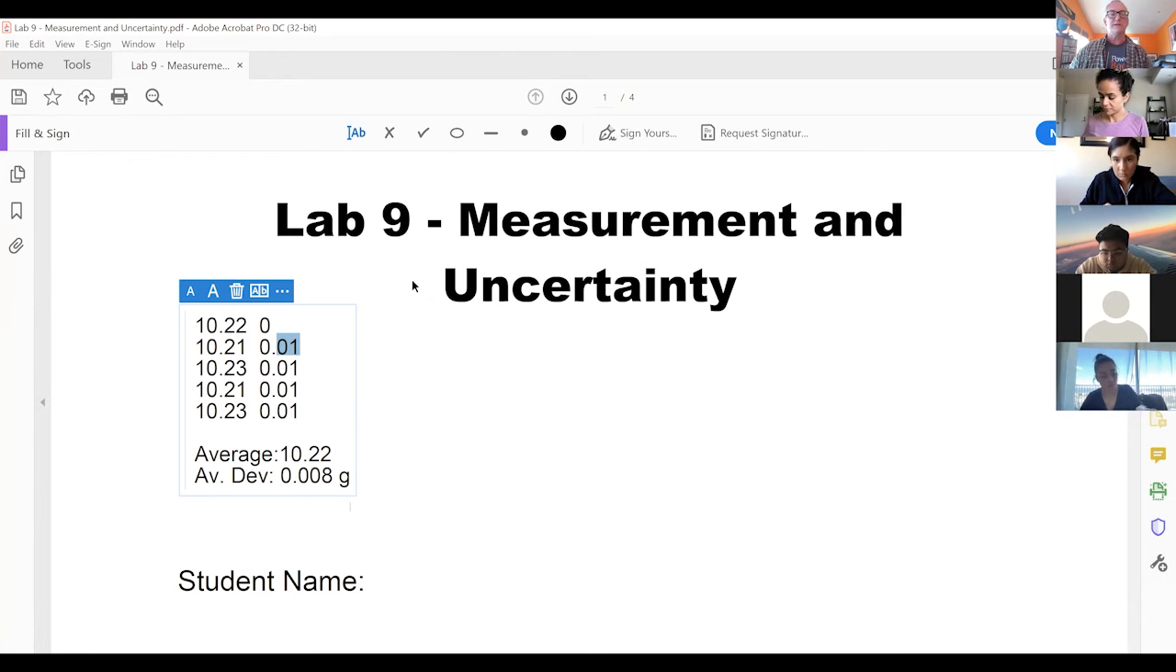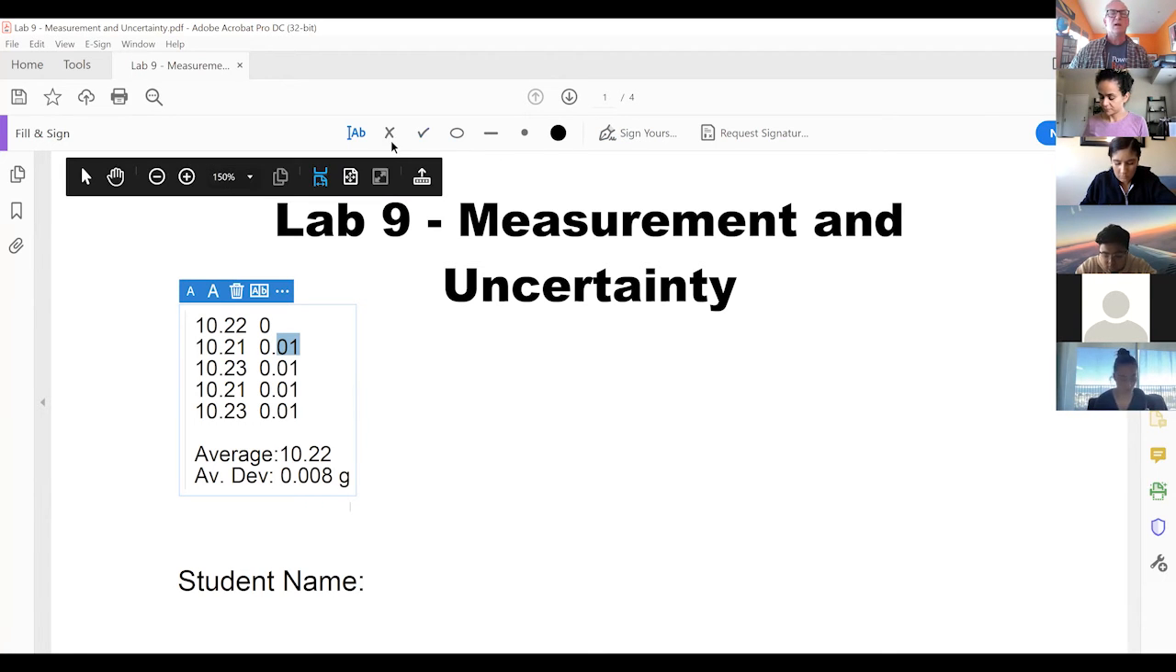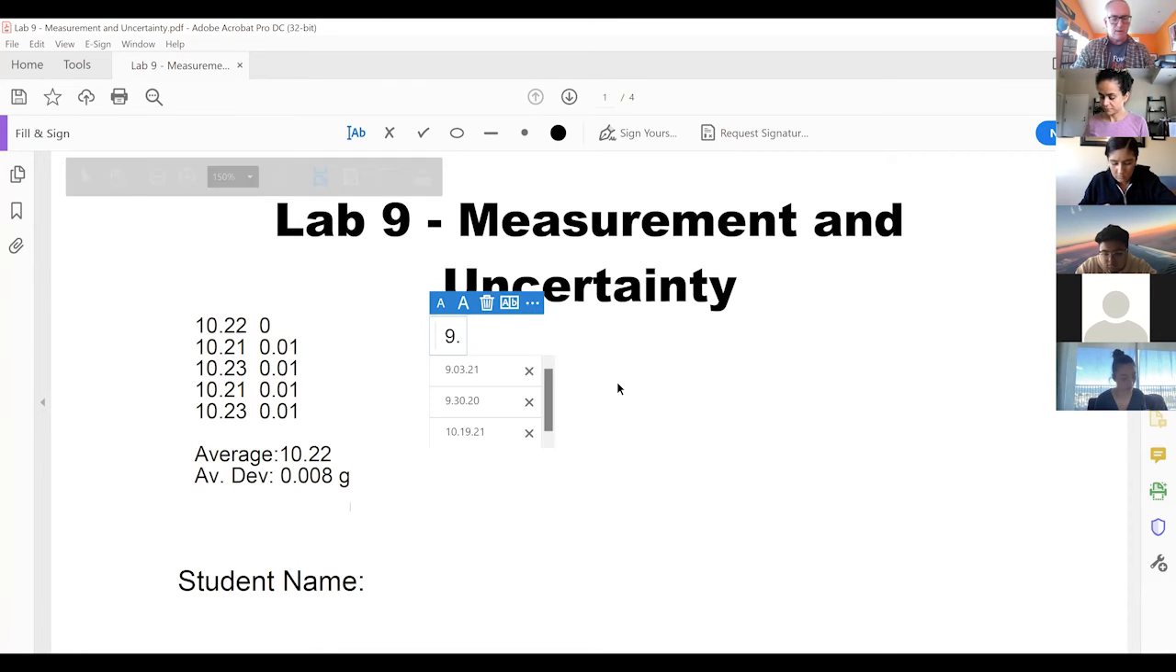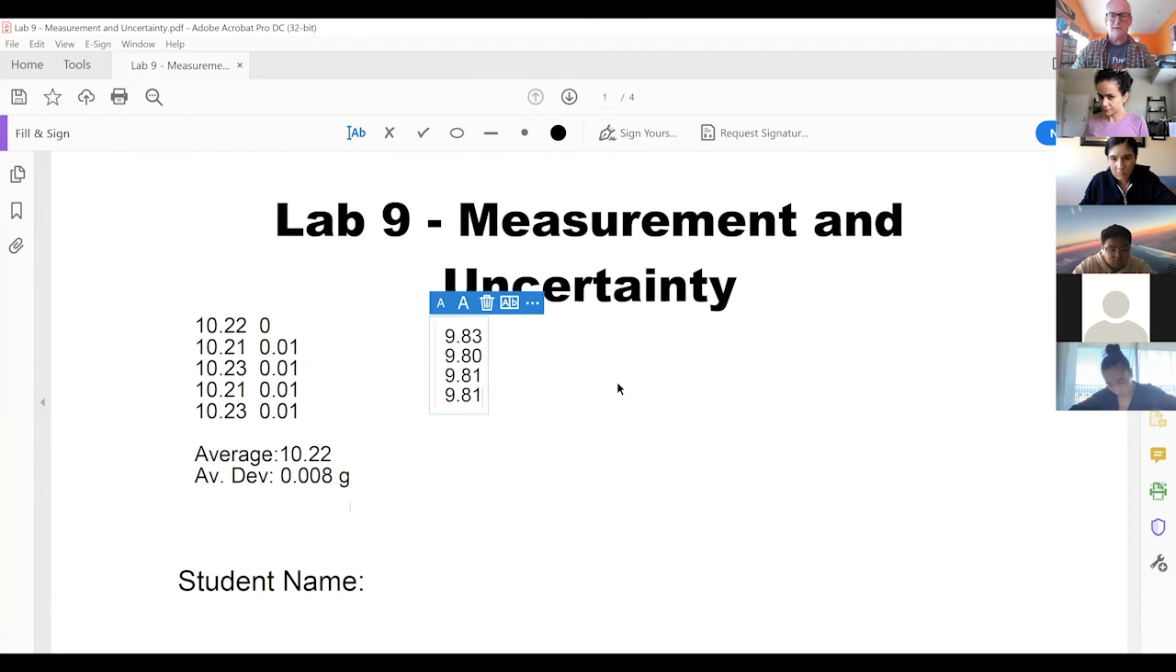All right, so for my second one, I got 9.83, 9.80, 9.81. Are people seeing a difference between the two cups? It's dramatic, yeah. Huh. I'm trying to remember when I did this last time, if I saw this big of a difference.